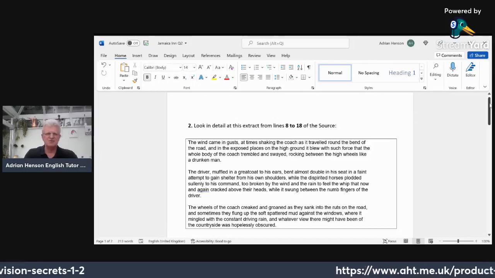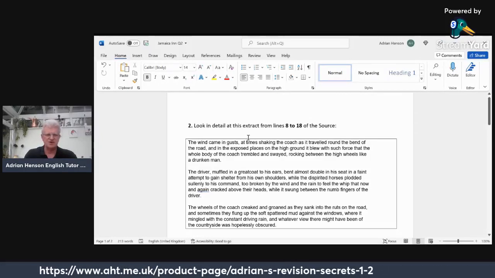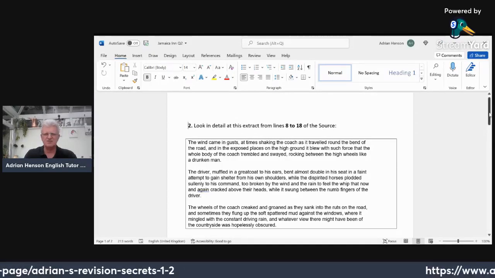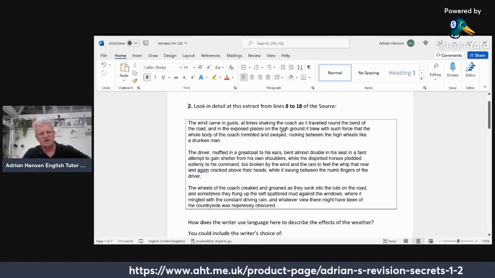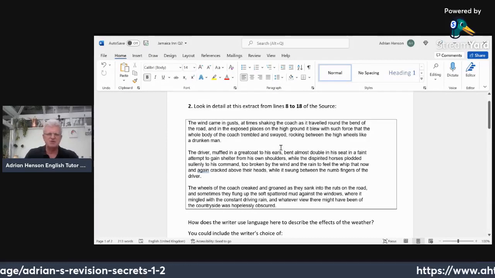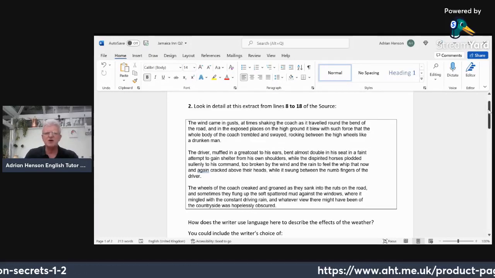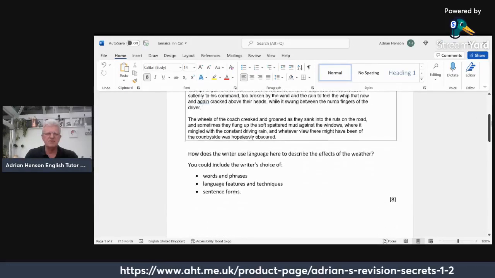In this one, you've got a set area of lines that you have to look at in the question. Look in detail at this extract from lines 8 to 18 of the source. And on the paper, you are actually given this as a mini extract on the actual question. So that's very helpful. You're not having to move from one place to another. You can actually see the information in front of you there. So let's quickly look at the question and then at the way we need to approach it.